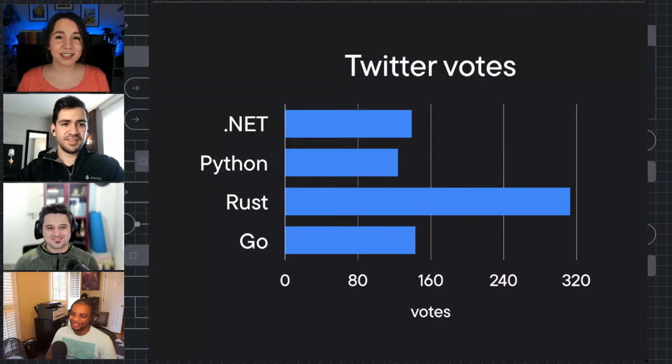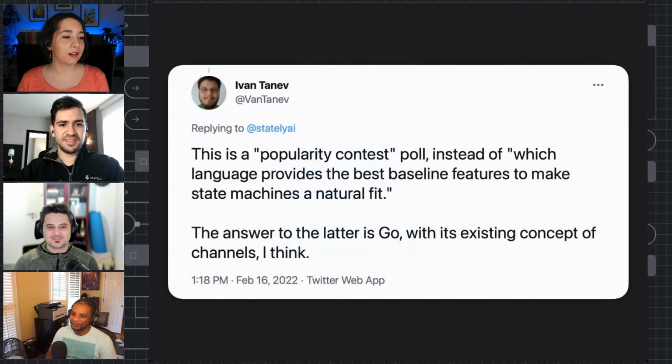What is interesting is we had a tweet from Ivan Tanev who said, "This is a popularity contest poll instead of which language provides the best baseline features to make state machines a natural fit." And Ivan himself thinks the answer to the latter is Go. But I think this really ties back into a point that Matthias was making a few weeks ago about some languages just aren't so natural for state machines as others.